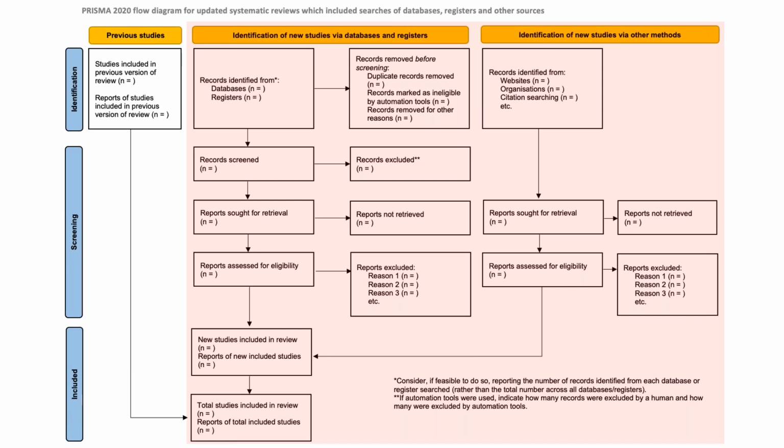Sometimes people are doing an update of a review, and so we've got an additional box for them to indicate how many studies were included in the previous version, which then links down to the box at the bottom, combined with the new studies. And then if you used all three different approaches, then you could complete the whole flow diagram. And so we have separate Word templates available on the PRISMA statement website, so you can construct them however you want.